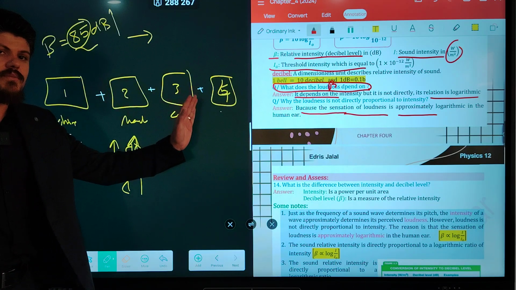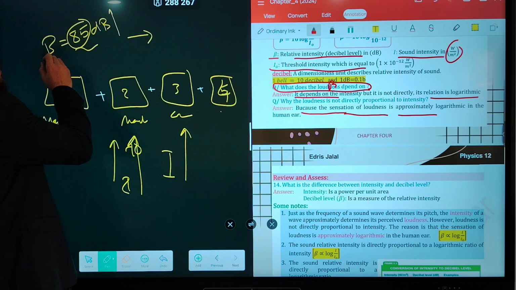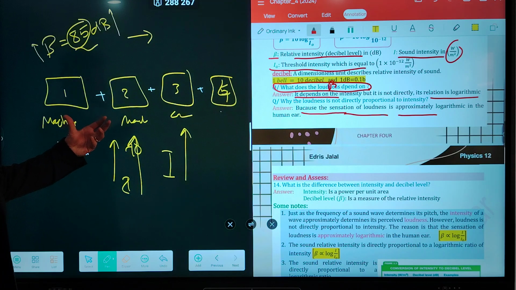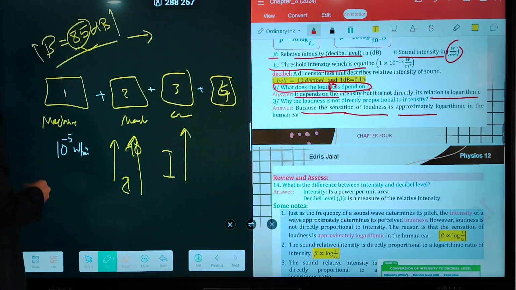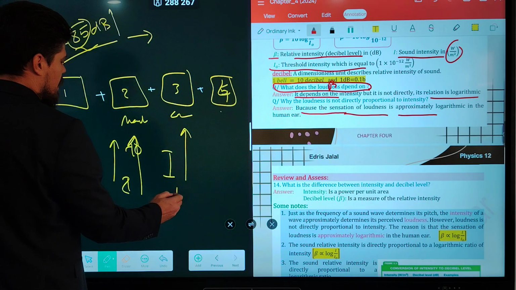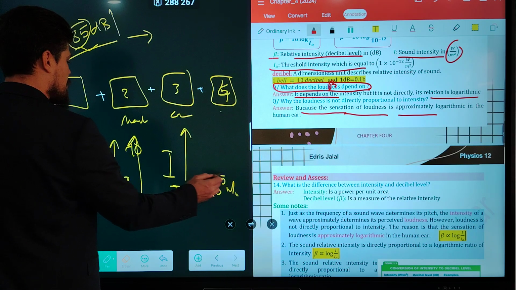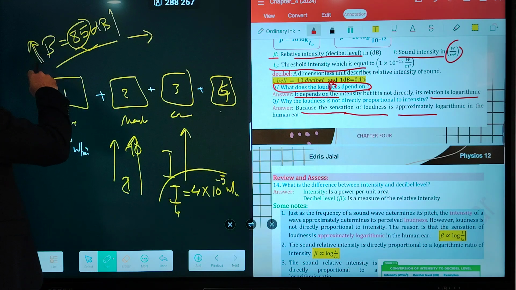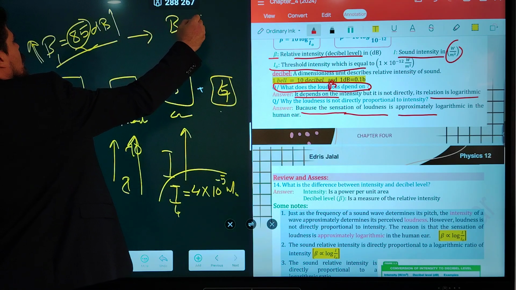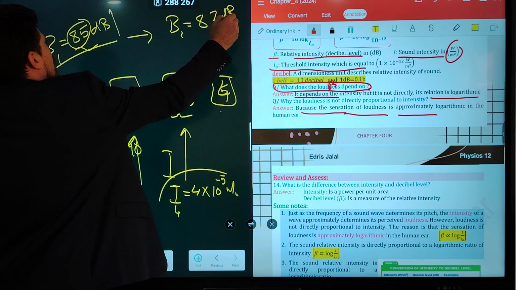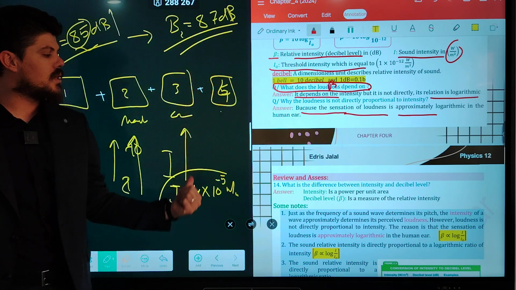By adding machines, what happens to the intensity? Intensity gets more and more. But the decibel level increases only a little, gradually, not directly. We cannot say 4 times 85. Here, by adding 3 machines, I for all machines is equal to 4 times 10 power negative 5 watt per meter square, but for the decibel level we cannot say that. The increase of decibel level is logarithmic, not direct. Maybe after adding 3 machines it will be 87 decibel. The relative intensity changes a little, not too much, unlike intensity.